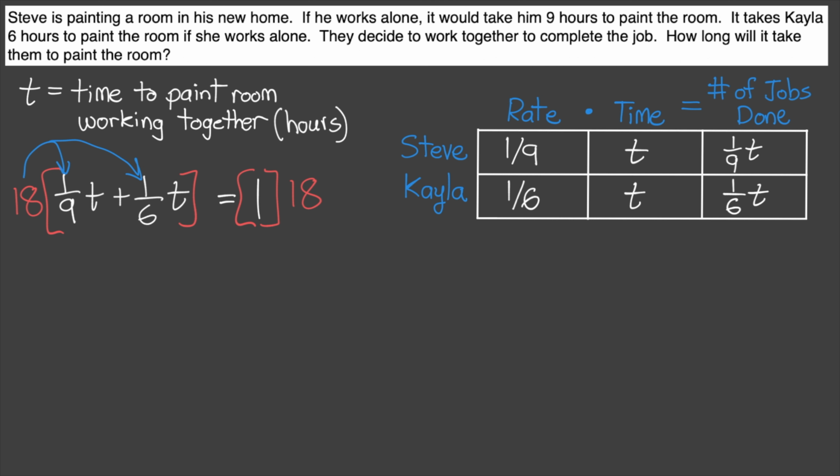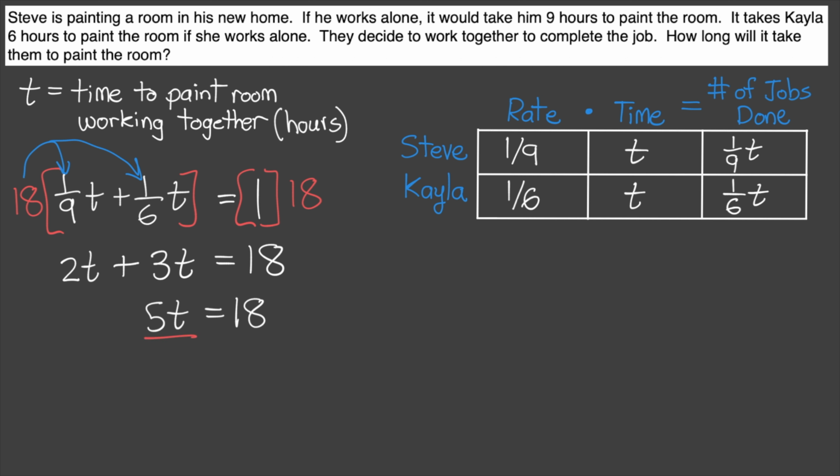And we get 18 divided by 9, which is 2. So we have 2t plus, and then on the next term, we have 18 divided by 6, which is 3. So we have 3t equals, and then on the right side, it's just 1 times 18, or 18. Next, we have like terms here, so we add those guys. So that ends up being 5t equals 18, and we're almost there.